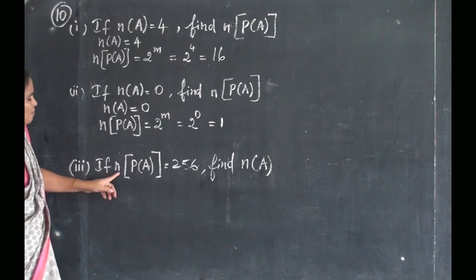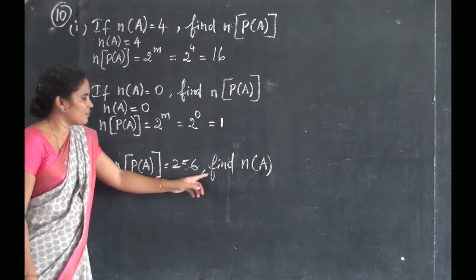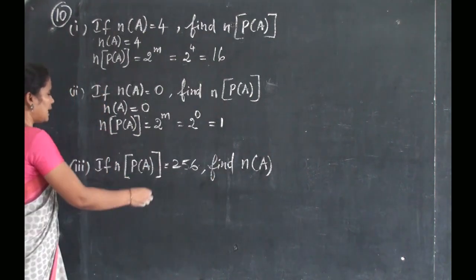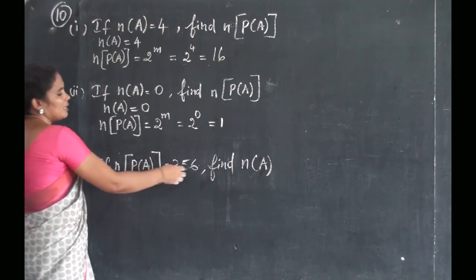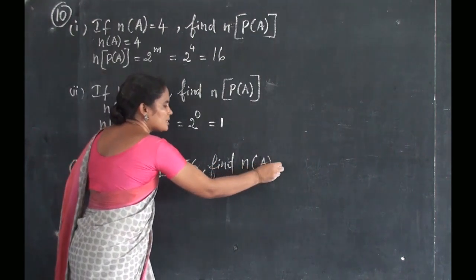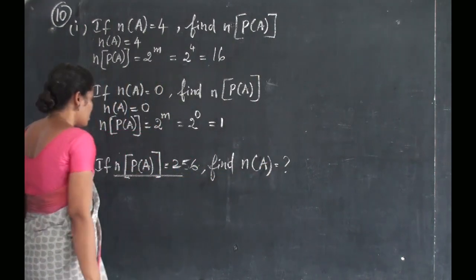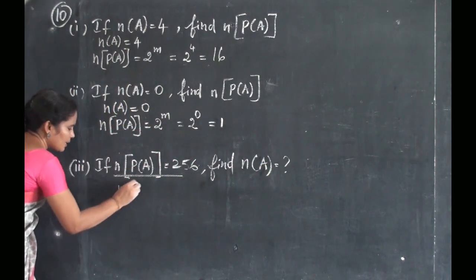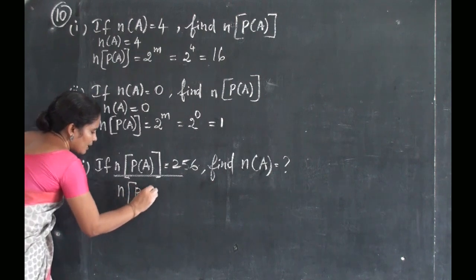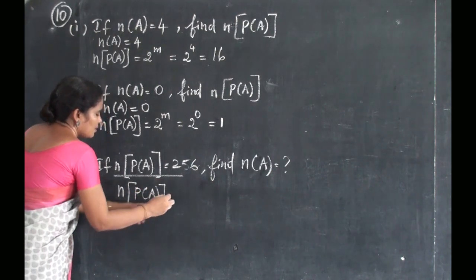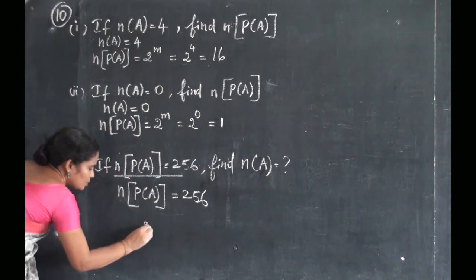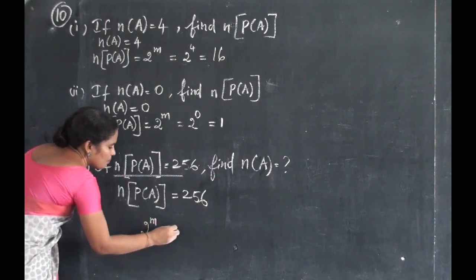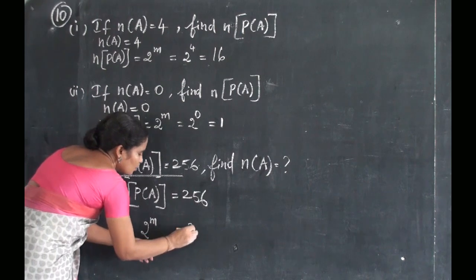Question number 3. If n of P of A is equal to 256, find n of A. Here in the last two sums we were asked to find n of P of A. But in this question we are asked to find the cardinality of A. So it's very simple. Go with the same formula. N of P of A is equal to 256. Here n of P of A is equal to 2 to the power of m. That is the formula, equal to 256.